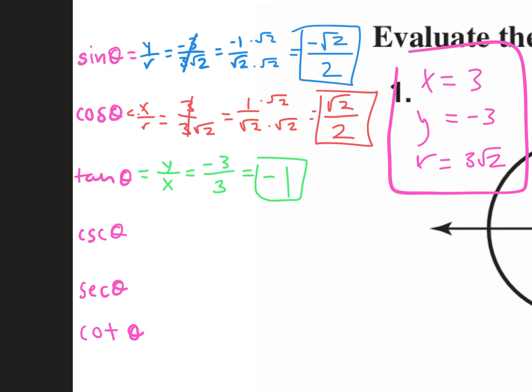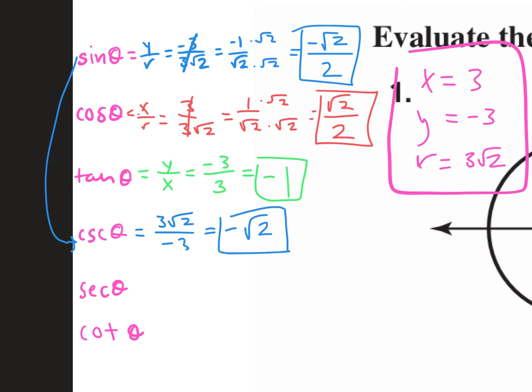Now with our trig functions, cosecant, secant, and cotangent, all we have to do is flip the ones above. So cosecant goes with sine. Since sine was negative 3 over 3 square root 2, this is going to be 3 square root 2 over negative 3. What does this simplify to? Square root 2 over negative 1, which is negative square root 2. Remember, that negative could go on the top or the bottom or out front. Doesn't matter. So the 3's cancel. We just have negative square root 2.